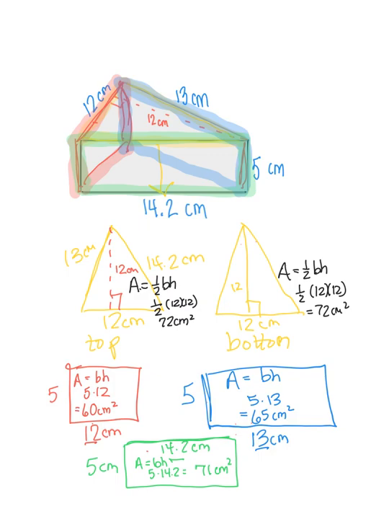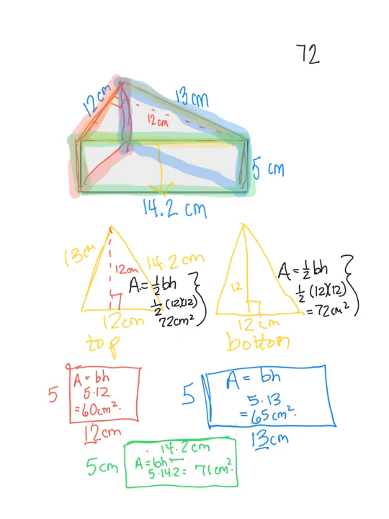So I have found the area of each of the 5 faces. For the area of the triangle, I use the triangle formula: half times base times height. So 72 centimeters squared. The other triangle is identical. The top and bottom are identical, so I got the same answer, 72 centimeters squared. For the rectangular faces, to find the area, I just do base times height. So I had 60, 65, and 71 centimeters squared. Now that I found all the areas, the last thing I have to do is add them together. So the top is 72.